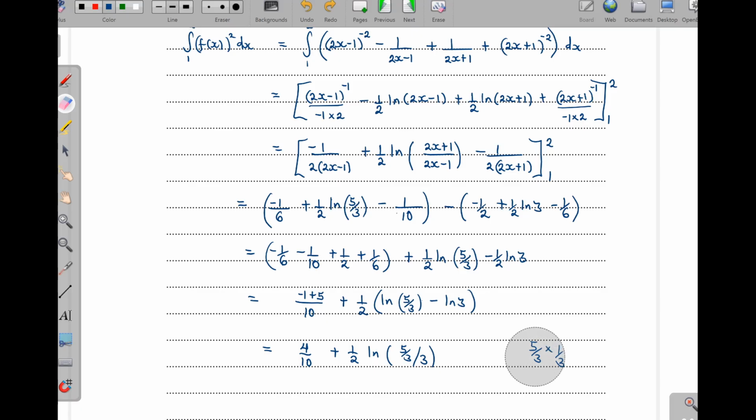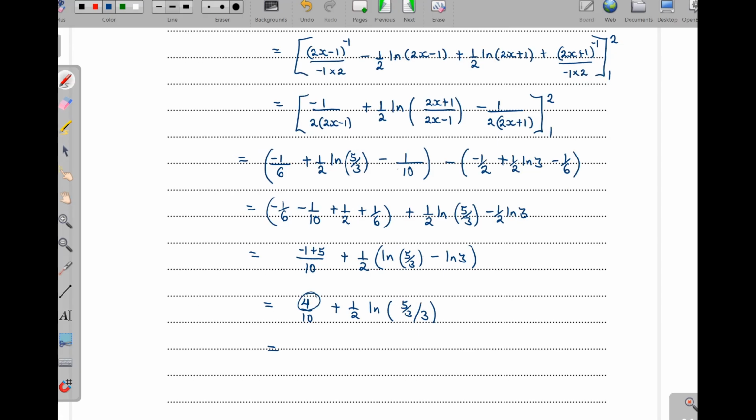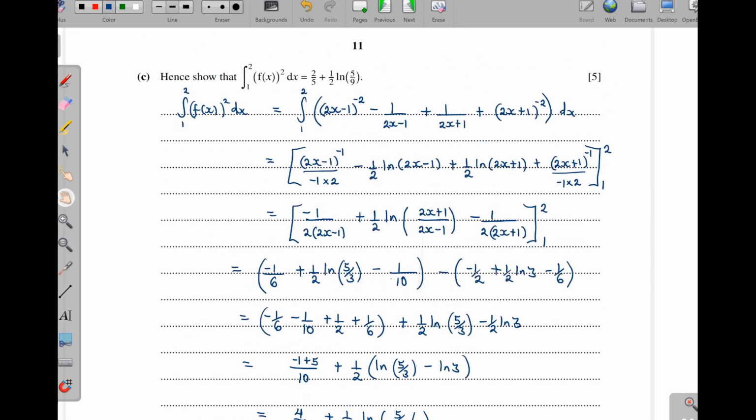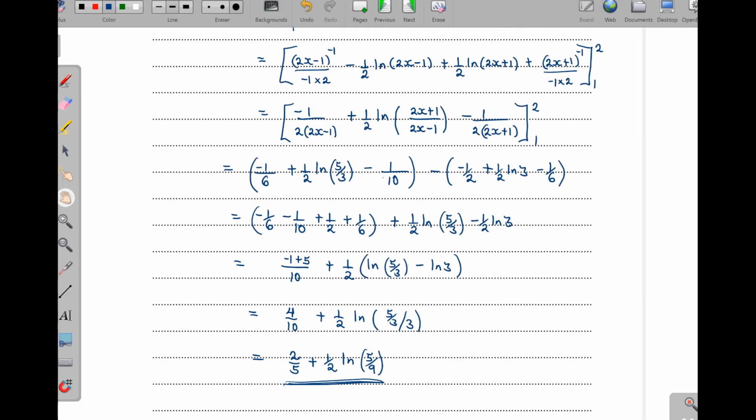Now you are getting 5 over 9, okay? So, getting 5 over 9 here, and of course this one simplified, by 2 you get 2, then by 2 you get 5. So this will be 2 out of 5, then plus a half, then the natural log of 5 over 9. Isn't this what they told us to show? Let's check and see. Exactly, 2 out of 5, then plus a half, natural log of 5 over 9.